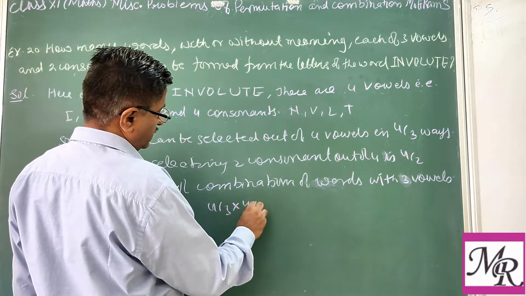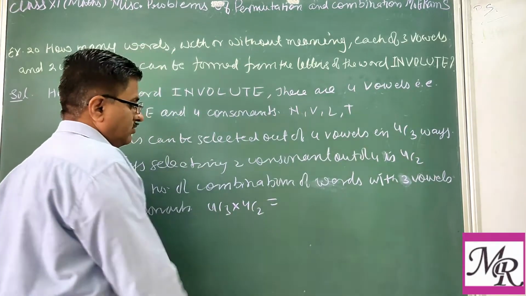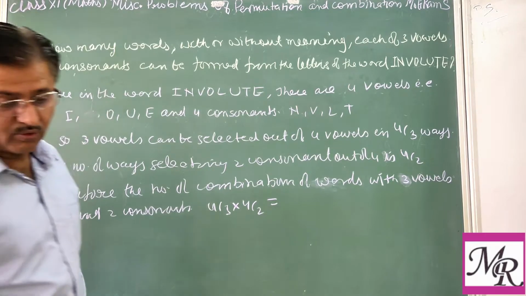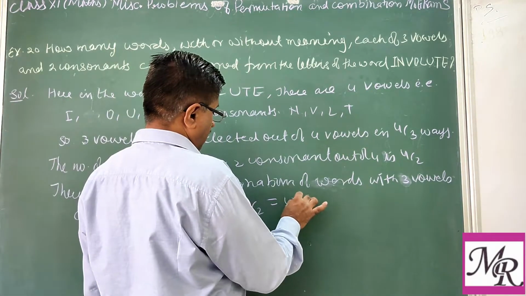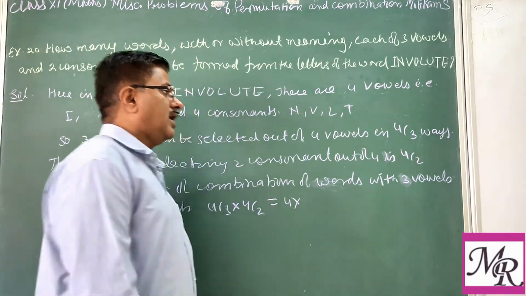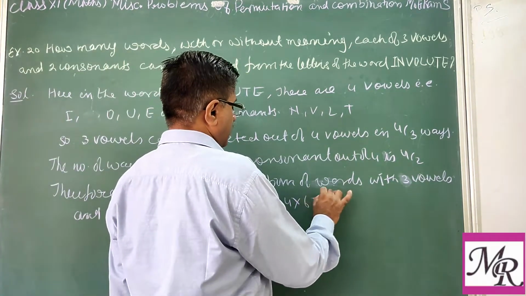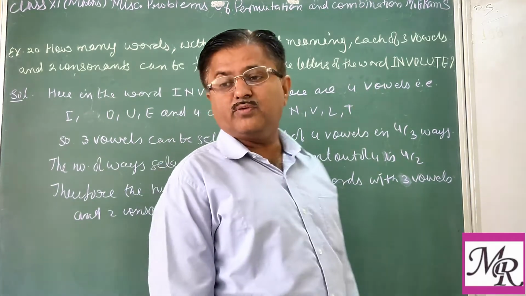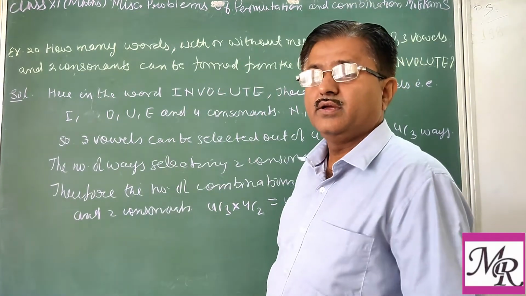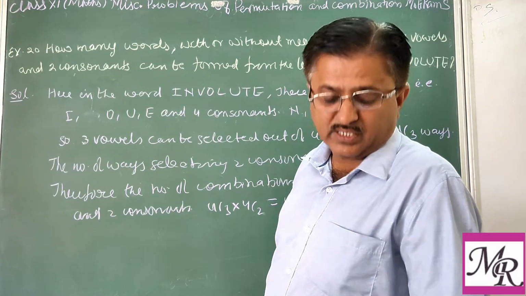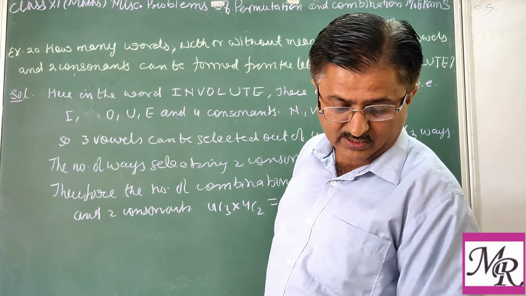That is 4C3 into 4C2. You can solve 4C3 separately. The value of 4C3 is 4 and the value of 4C2, using the formula, is 6. So 4 into 6 is 24. Now these 24 are the combinations. These are the number of combinations in which one can select.